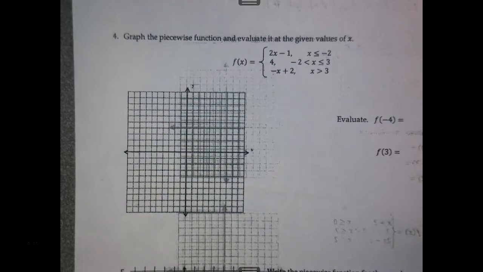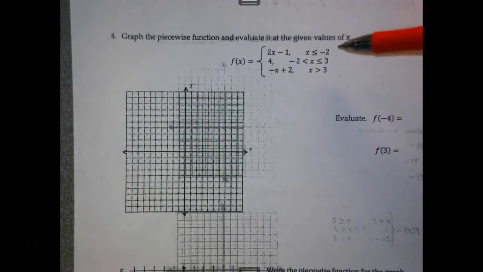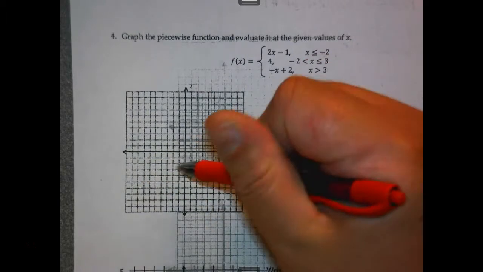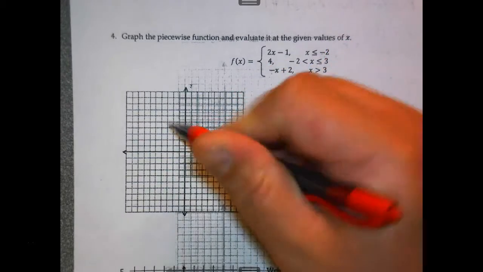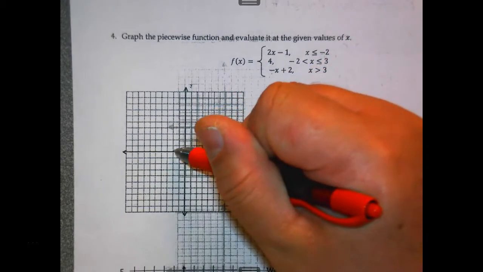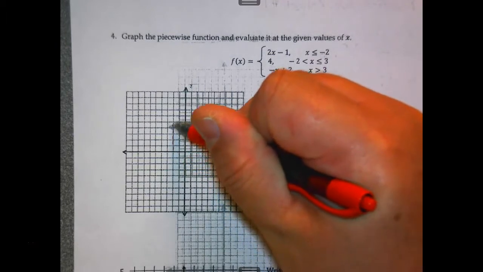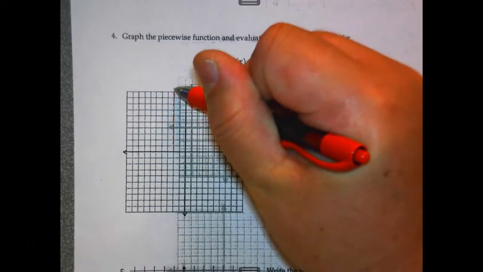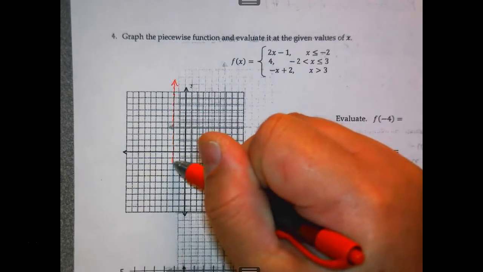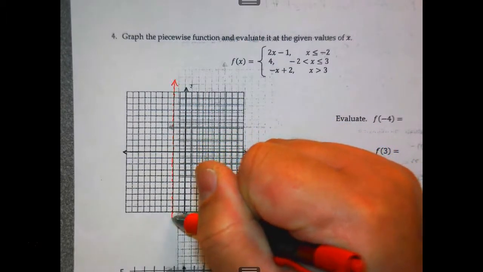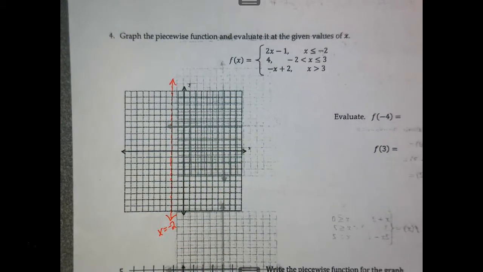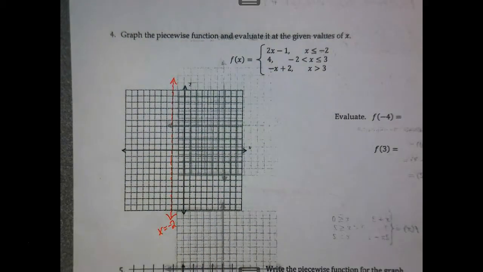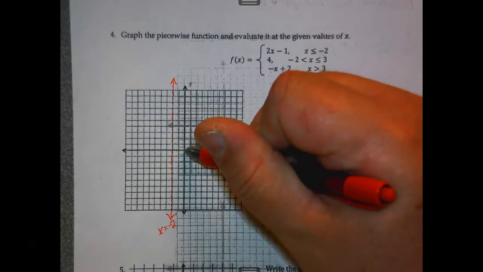Okay, what are my boundary lines here? -2, so x equal -2. Here's x. I'm sorry about the graph, it's kind of funky. Here's x equal -2. Okay, I have another boundary line, don't I? 3, x equals 3.